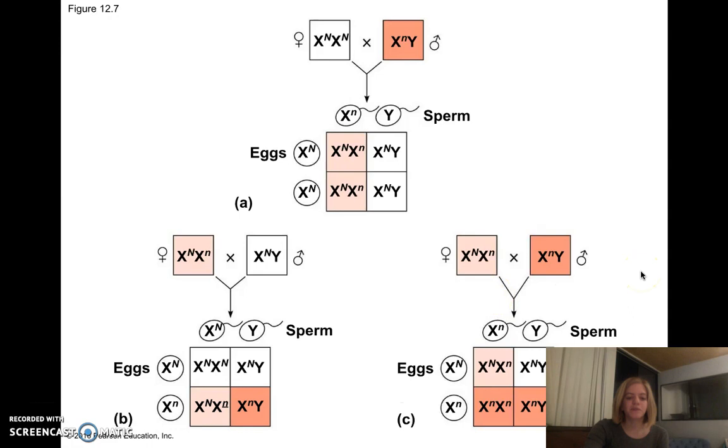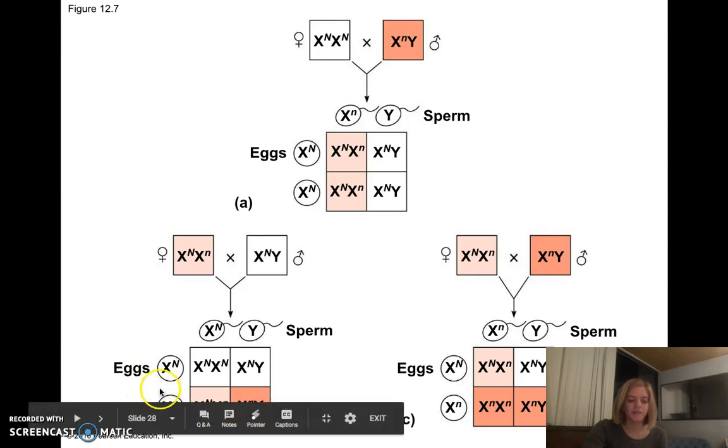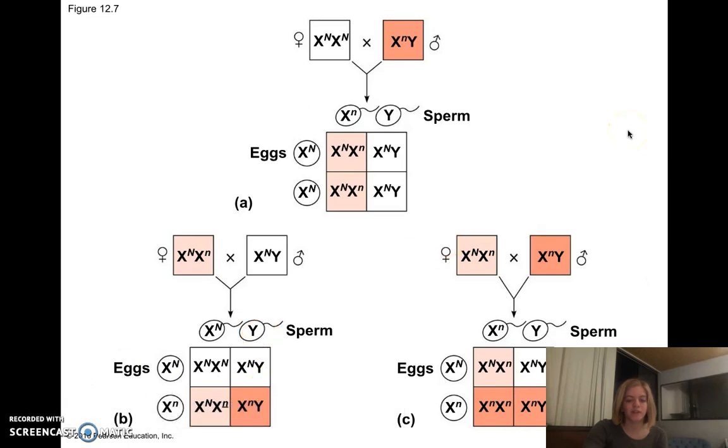Down here, you can see there's going to be an affected son by the disorder because he only gets one X gene from the mother and the other is a Y that doesn't carry the trait. So he is going to express that trait.